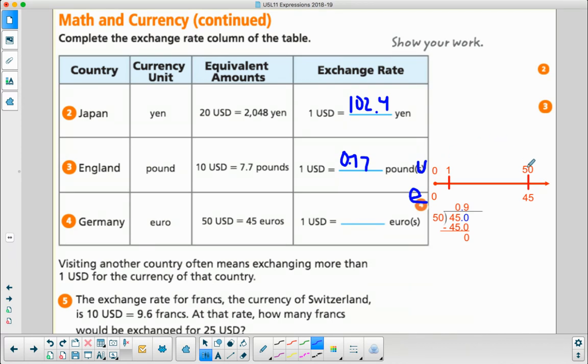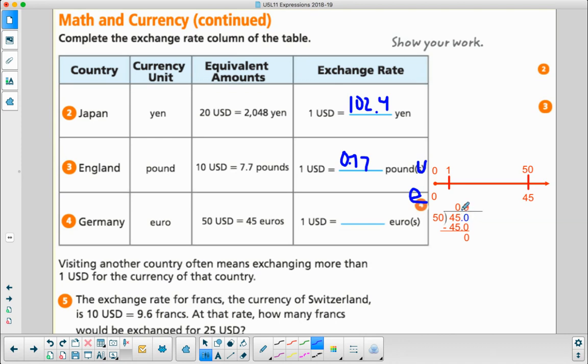50 US dollars gives me almost 50 euros. It gives me 45. So I know I'm almost going to get 1-to-1, but not quite. So when I divided 45 by 50, I knew I would have less than 1. So I put a 0 in. Again, I had to attach my 0, a decimal and 0.